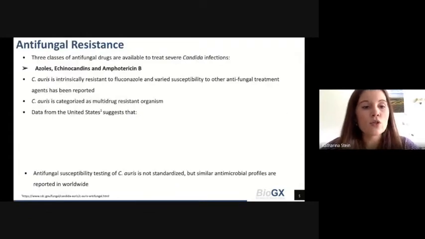Okay, so moving on to antifungal resistance patterns, quite an important topic. So just to give you a little bit of background and to put the data into perspective. There are basically 3 classes of antifungal drugs that are available to treat Candida infections. So there's azoles, echinocandins, and amphotericin B. And the problem is that Candida auris is intrinsically resistant to fluconazole, which belongs to the azoles. And this means that it's naturally resistant to this drug without gaining any further genes or mutations.